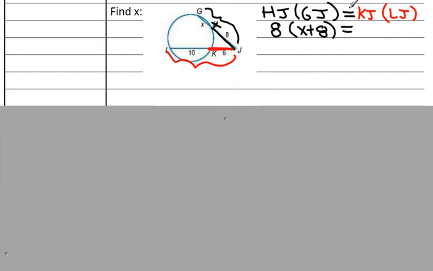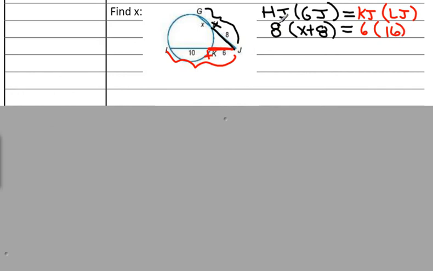And then when we get to the other side, we take KJ, which is 6, and then multiply it by LJ. And that's easy, 10 plus 6. Again, we're adding the two parts because that equals the whole thing. So 6 times 16.